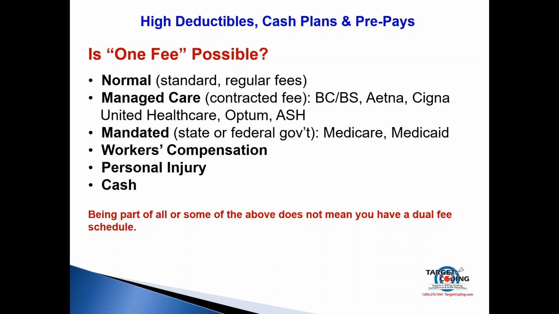Well, if you're involved or in network with a plan, it might be $40. So you have to write off 10. If you're involved with Medicare, the fee might be 35. So then you have to write off $15. You see, if your normal fee is 50 and Medicare pays you 35 and Aetna pays you 45, that does not mean you have a dual fee schedule. We'll get to dual fees in a second.